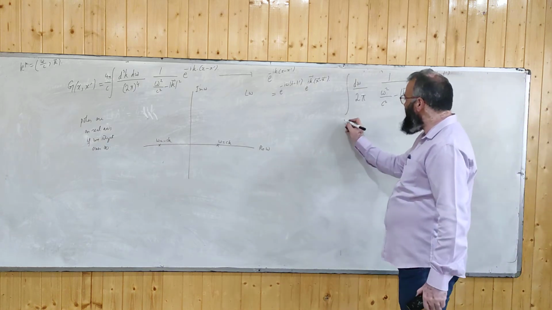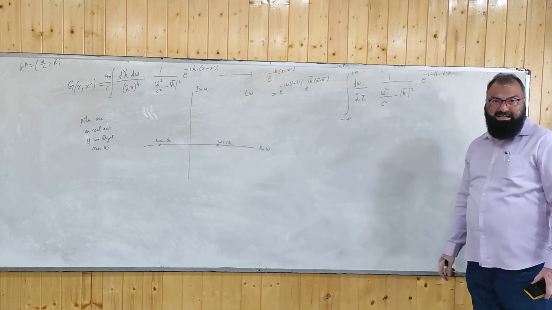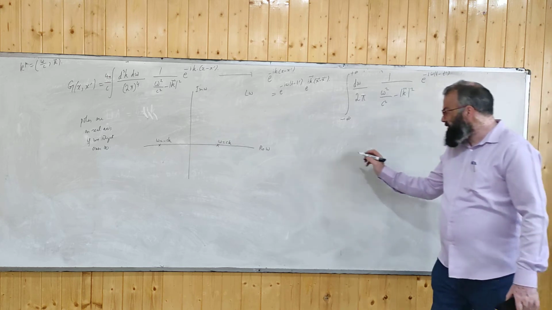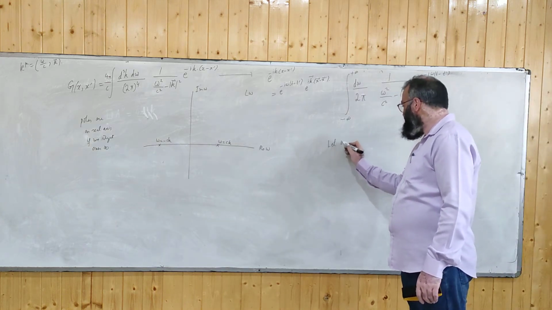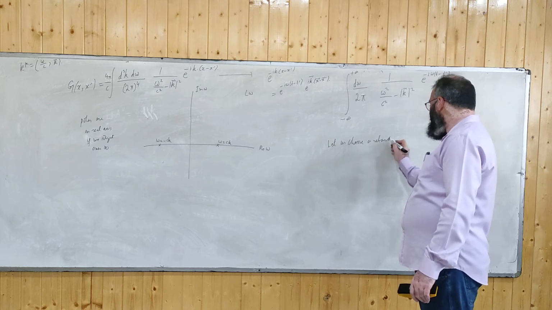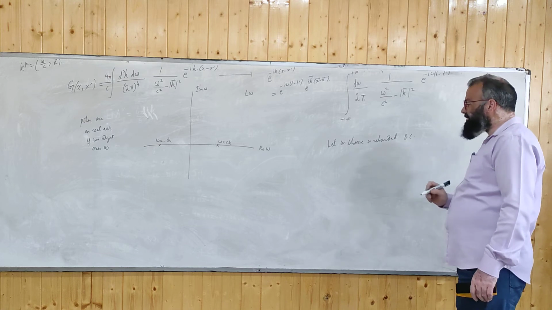So what are the limits of integration? From minus infinity to plus infinity. Clear? It's an indefinite integral. That means you are integrating over the whole thing. So let me choose a retarded boundary condition. What does that mean?